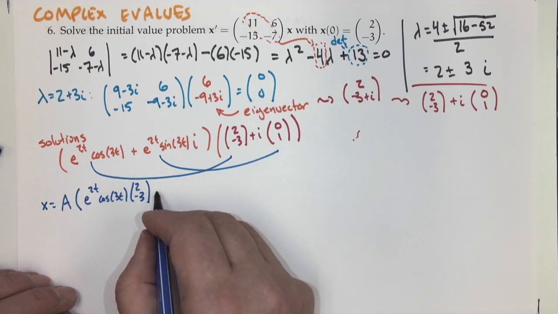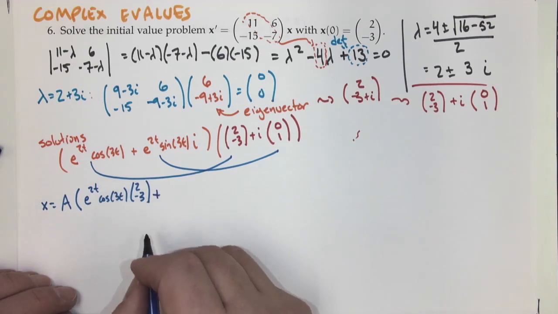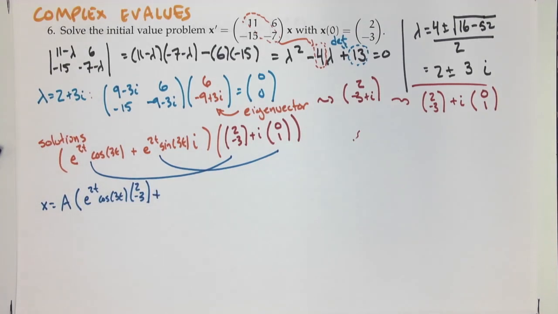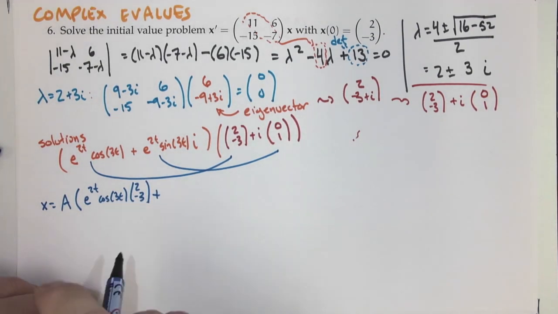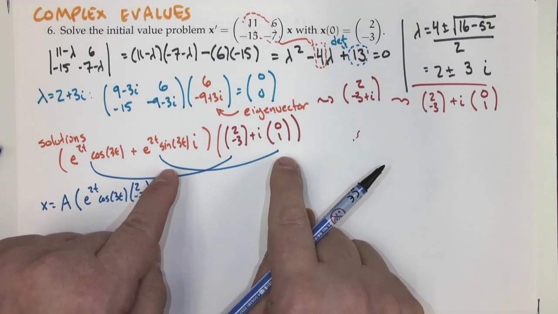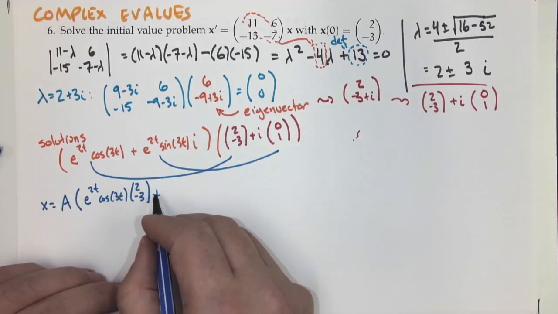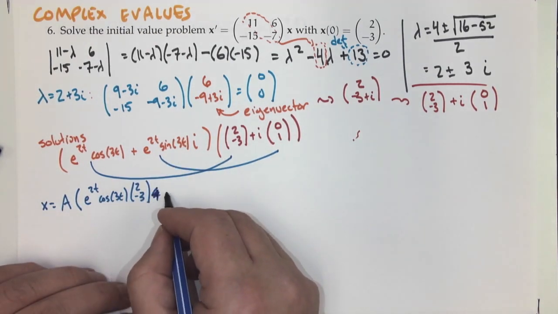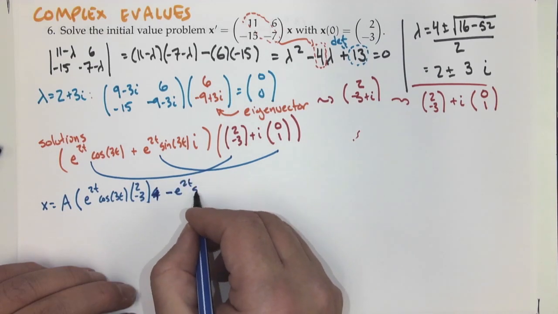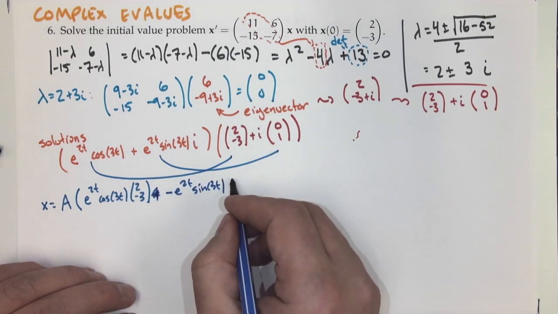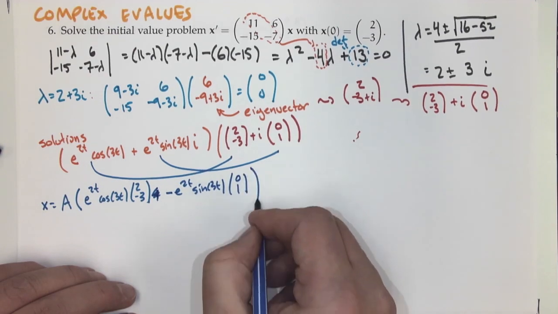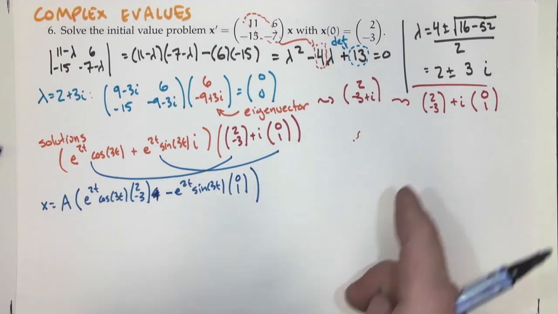And then plus, oh my gosh, they made it too easy on us, those punks. Well, we'll forgive them. We'll forgive them this time. All right. Sorry. Back to our regularly scheduled problem. i squared makes a minus. So actually, I'm going to turn this plus into a minus. e to the 2t sine of 3t times 0, 1. Okay, so real with real.